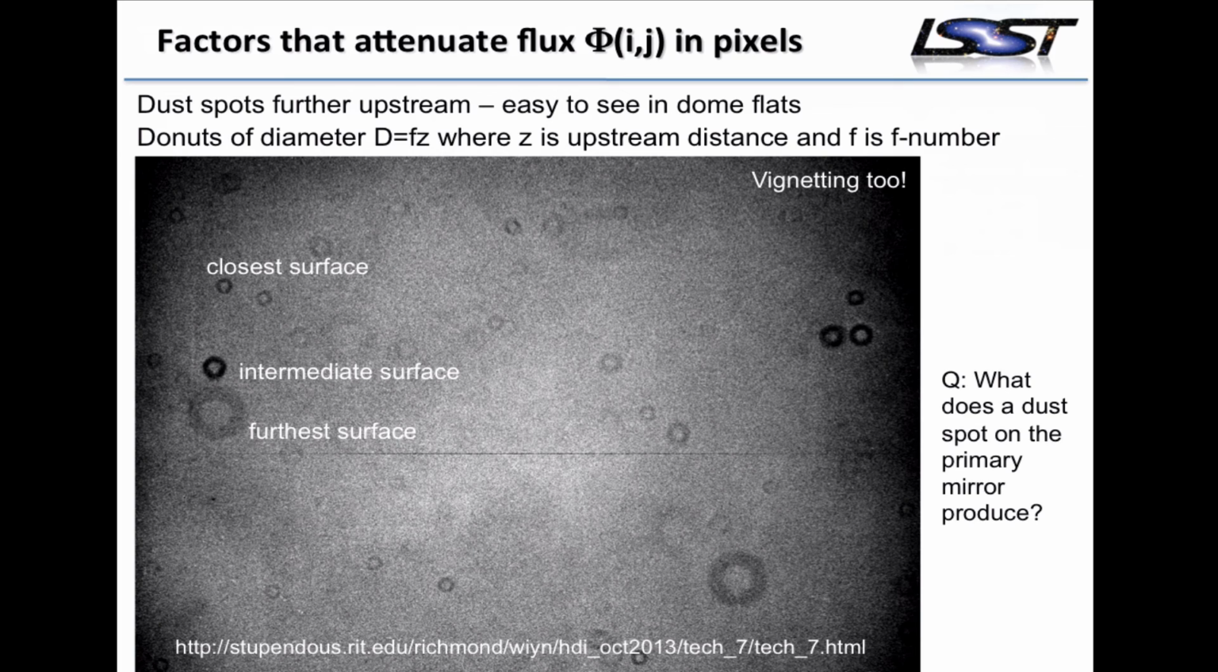Here's a typical flat field that shows a heterogeneous distribution of annular things coming from dust spots that sit at different distances upstream. So the smallest annuli, I'm going to guess, are things that are on the Dewar window. That's the closest interface that can put occlusions in the beam. You can see there's an intermediate size and then a big size, and those are each just marching further upstream. And if I knew the F number of the beam, I could tell you exactly how far upstream those occluding dust spots are, right? I can tell what's going on. So it's a pretty straightforward thing to figure out.